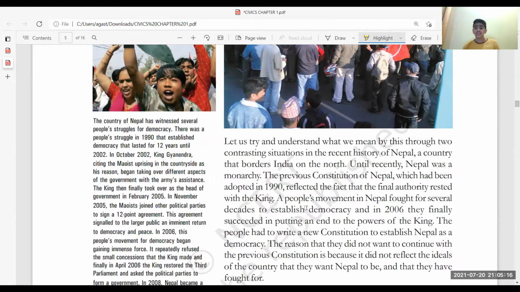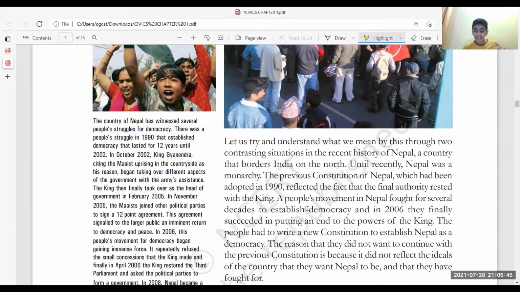This tells the reason they wanted a new constitution. They didn't want the previous constitution, because it did not reflect the ideals of the people of the country. The way they wanted Nepal to be, people were not able to see that Nepal, and they fought for that Nepal.